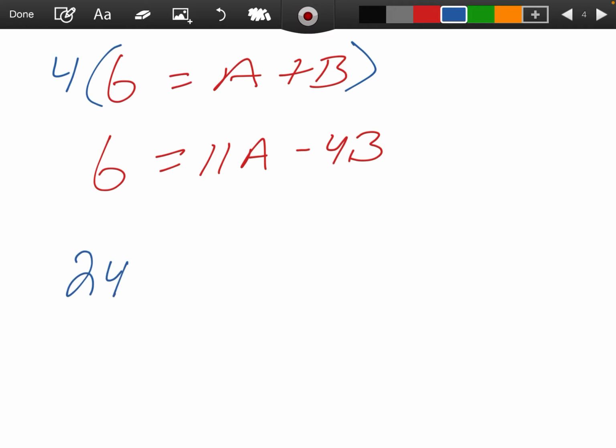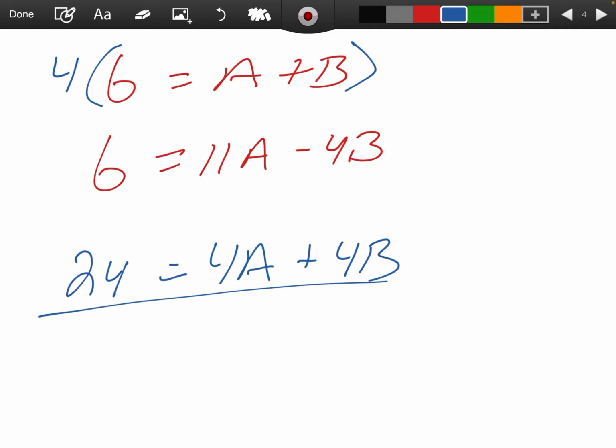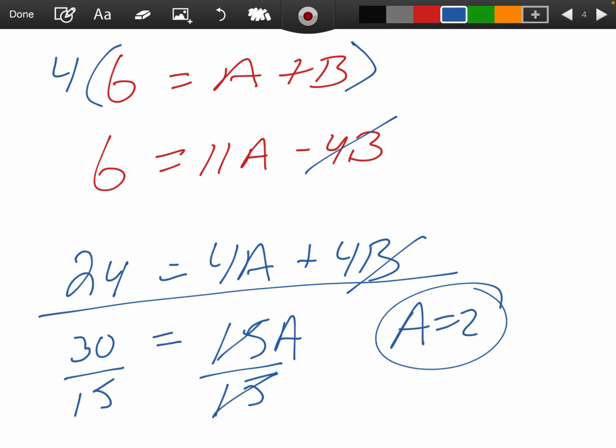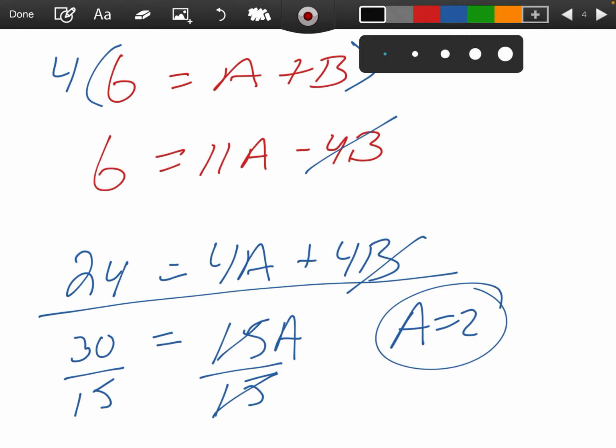Okay, if we take this top equation and we multiply this by 4, that's going to leave me with a 24 equals 4a plus 4b. Now, if I take these two equations and we add them together, let's see, my b's will cancel. 11a and 4a is a 15a. 6 and 24 is giving me a 30, so when I divide both sides by 15, this is going to tell me that a is now equal to 2.